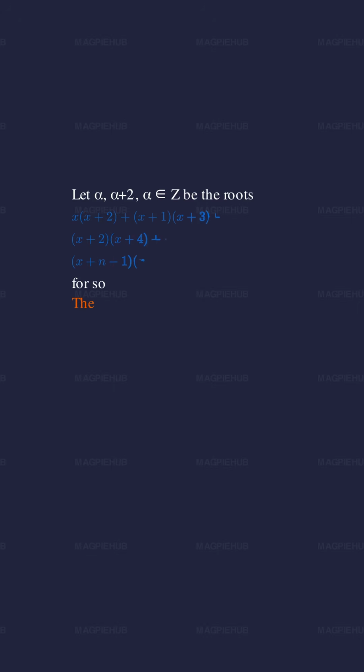JEE Main 2026, Question 1. Let alpha, alpha plus 2, alpha belongs to integers, be the roots of the quadratic equation x(x+2) + (x+1)(x+3) + (x+2)(x+4) and so on up to (x+n-1)(x+n+1) = 4n, for some n in natural numbers. Then n plus alpha is equal to.